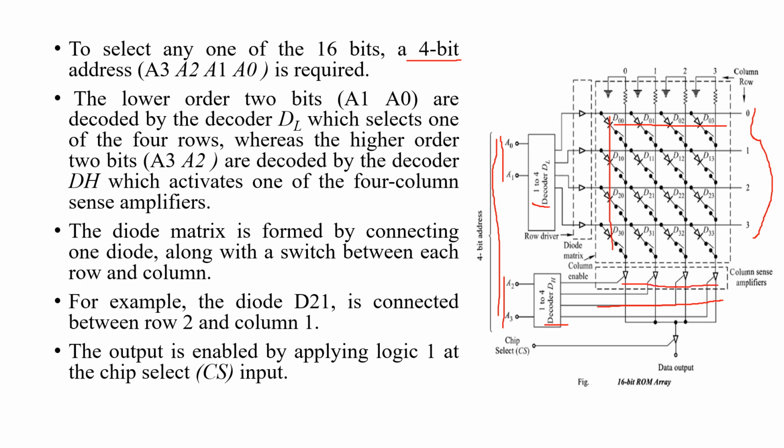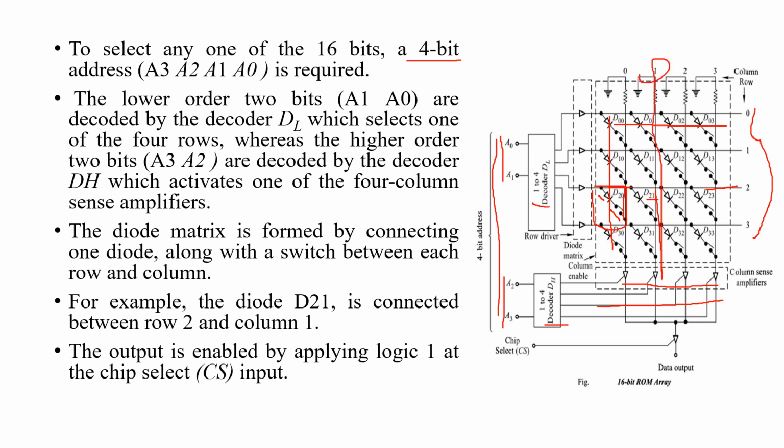Sense amplifiers. The diode matrix, here you can see, is formed by connecting one diode along with a switch between each row and column. For example, the diode D21 is connected between row 2 and column 1.